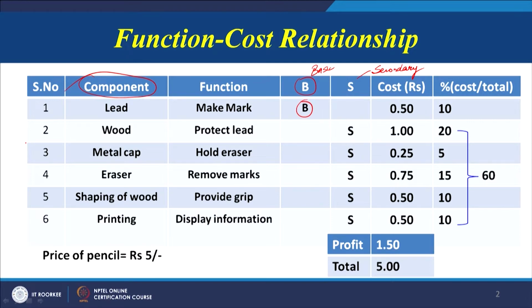So we can see lead is there, wood, metal cap, eraser, then shaping of wood is required, then printing is done to give some message. For example, we want to print save trees. This is just one printing which is done. Then some color printing. If we want to design a pencil for school-going children, we would like to make some cartoons on the pencil in order to make the pencil more attractive to the student.